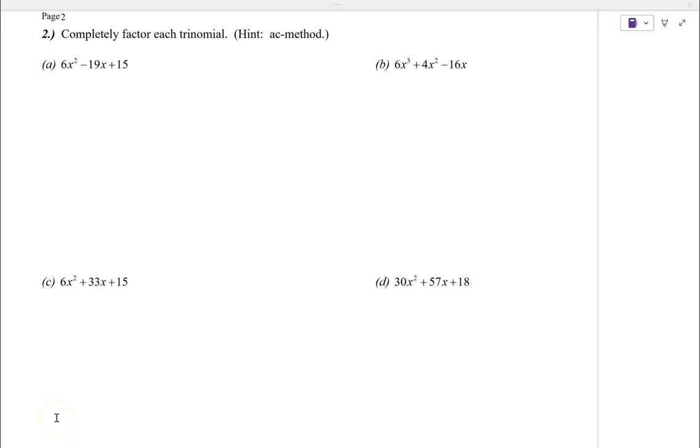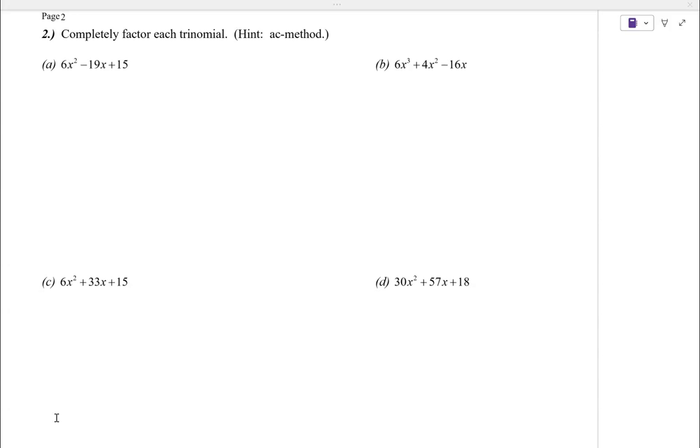Now remember, we'll have a quiz on Friday over the factoring methods that we've learned so far. So we've done factoring out the greatest common factor. We've done factoring by grouping. We've done factoring for trinomials when we have a leading coefficient of 1. And we've done the AC method when they don't have a leading coefficient of 1, right? We did the AC method last time.